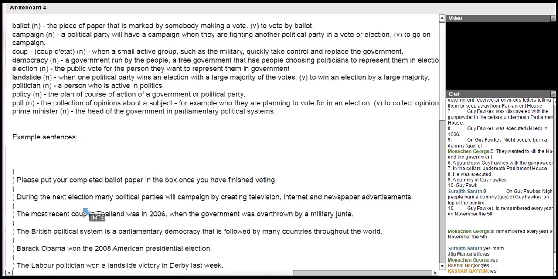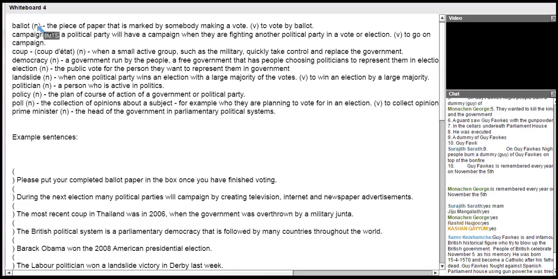Now, we are going to do some vocabulary related to politics. Ballot, the piece of paper that is marked by somebody making a vote, to vote by ballot. Fine? The piece of paper that is marked by somebody making a vote.